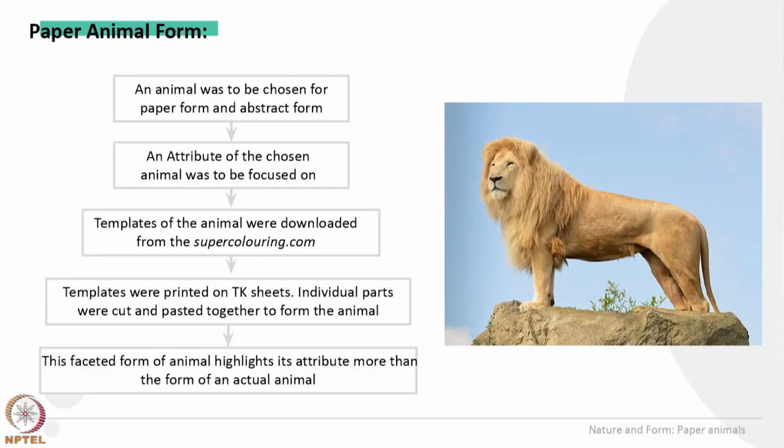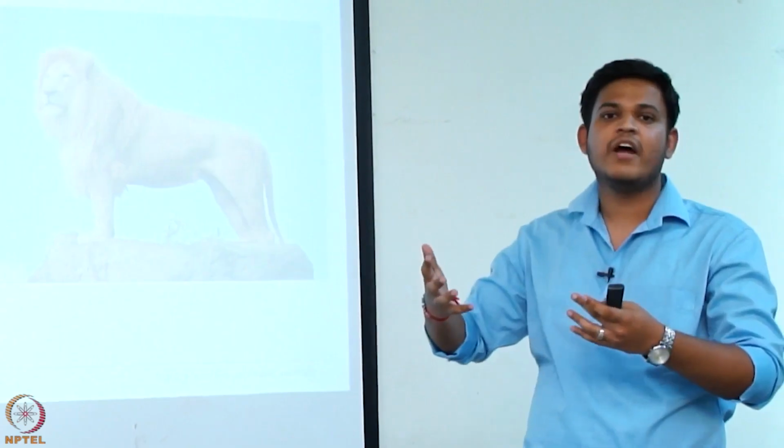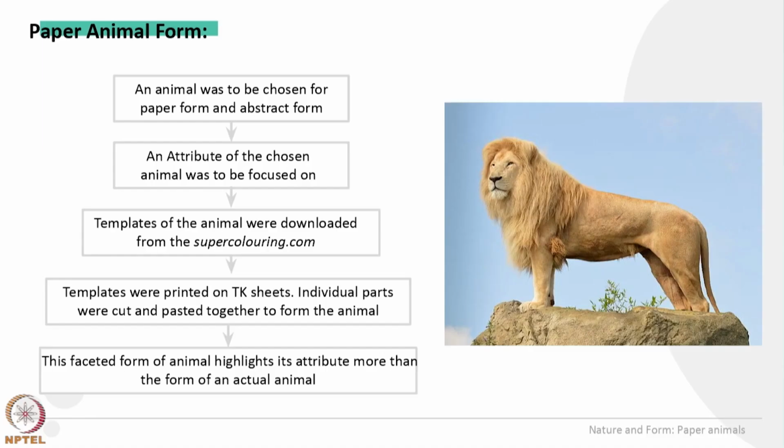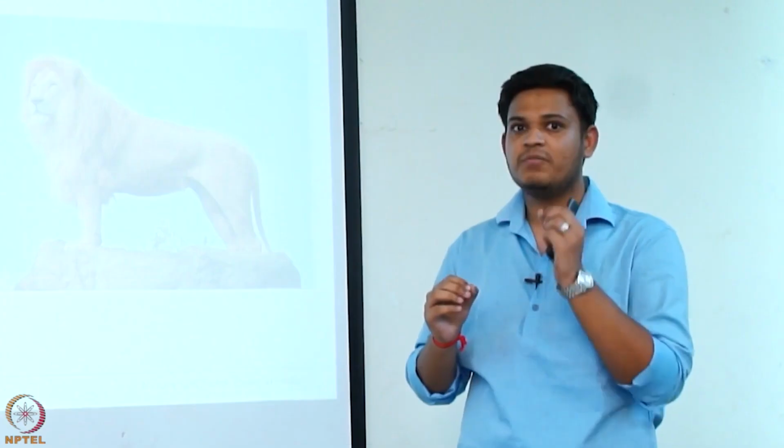Then the paper animal form. So this was the process. First we had to choose an animal, so I chose lion. Then we had to choose an attribute of the animal, so I chose the pride. So the lion's pride.